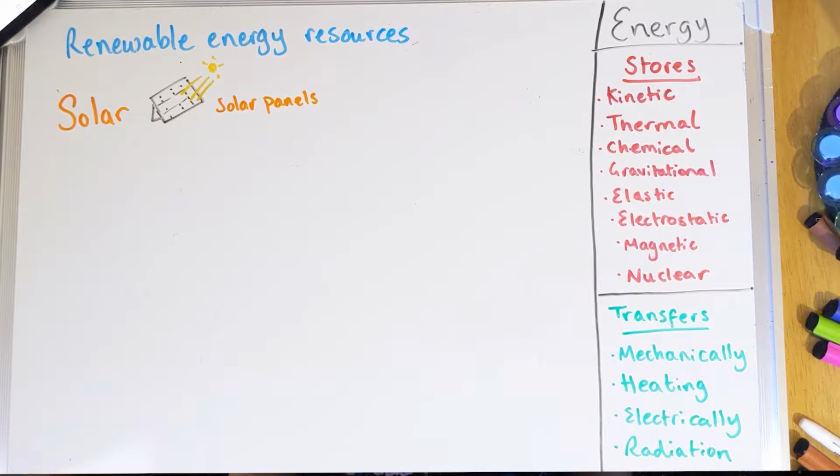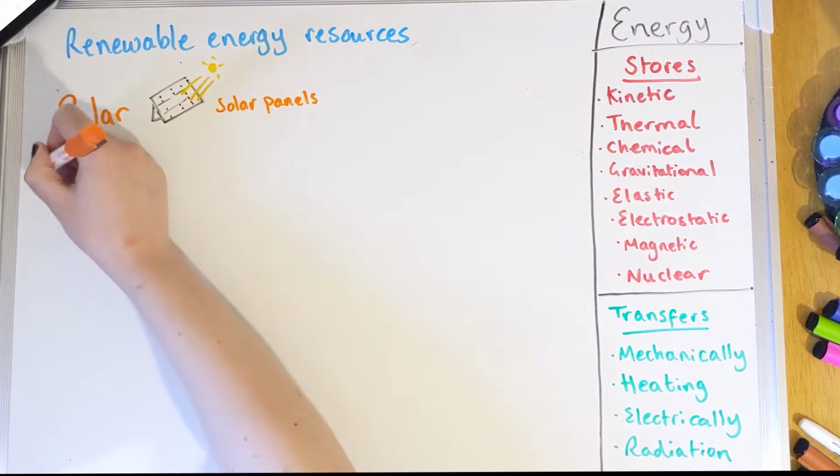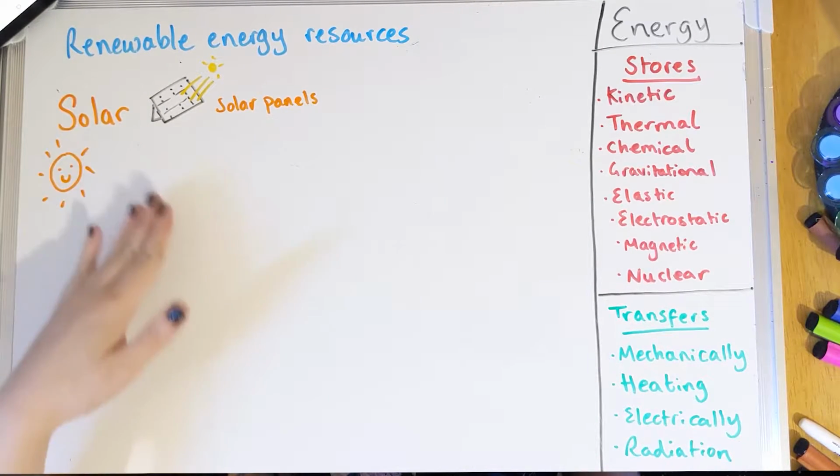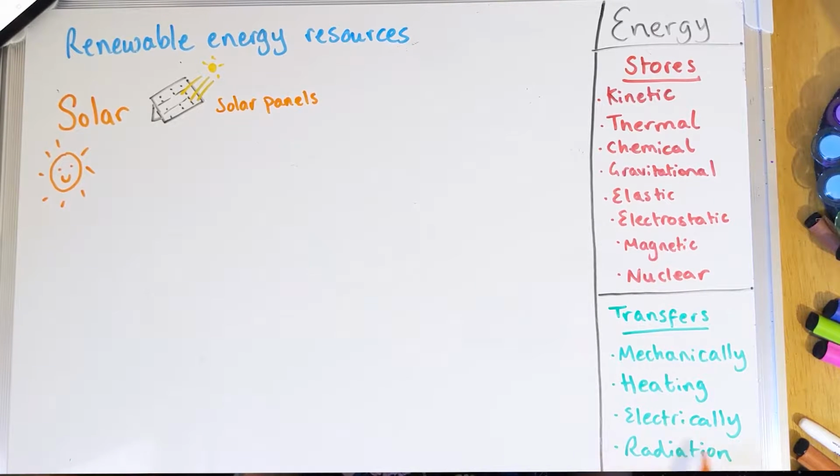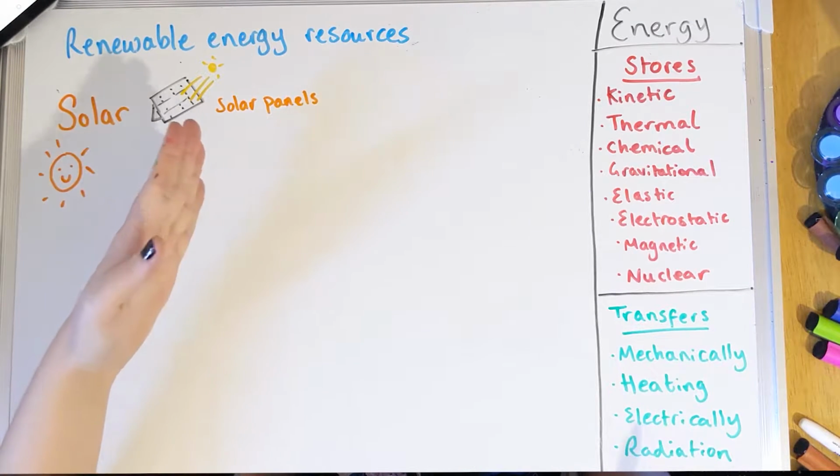Our next renewable energy resource is solar power. You've probably seen solar panels before, you might even have some on the roof of your house. So let's have a look at the energy stores and transfers in solar power. So you start off with the energy that's coming from the sun. It's that light energy that we're interested in here. So that is transferred by radiation, so that's your light, to the solar panels, and then that will fill up the chemical store inside the battery in the solar panel.